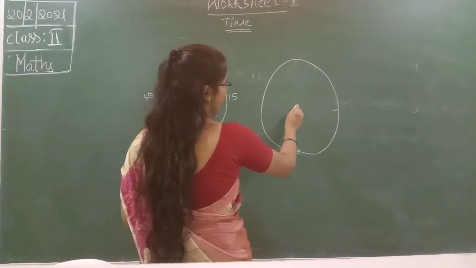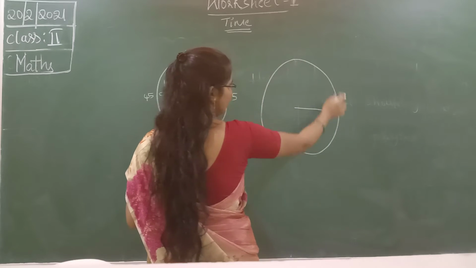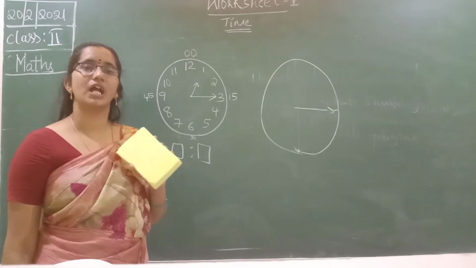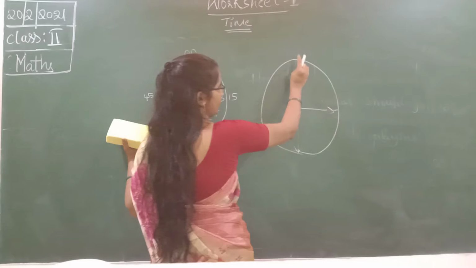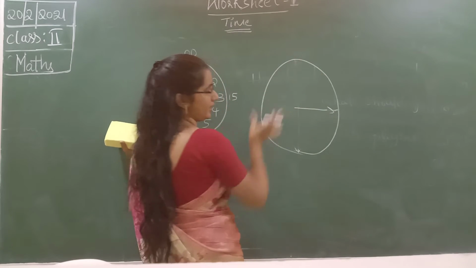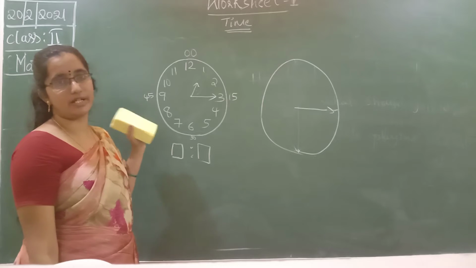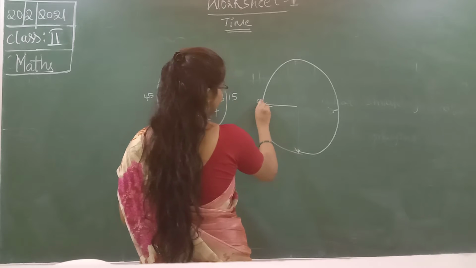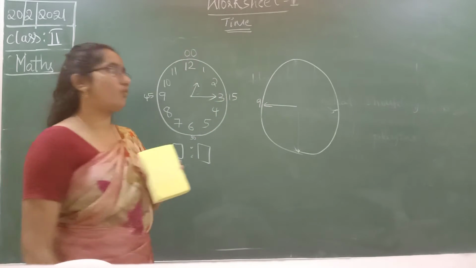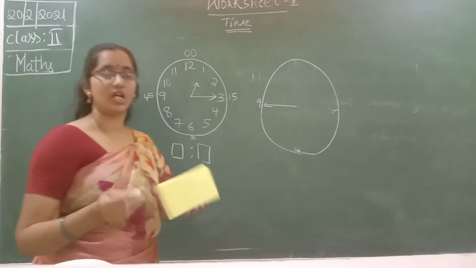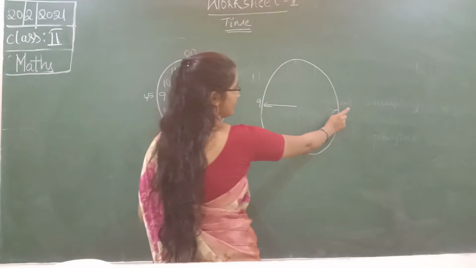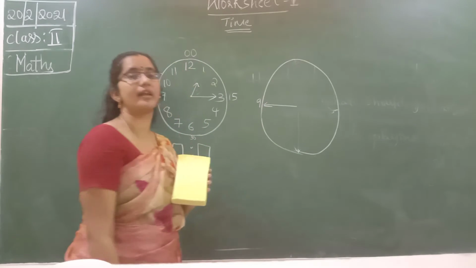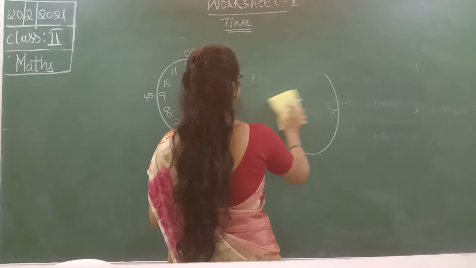If the minute hand travels from 12 to 3, then we call it quarter past. This is the quarter, the 1/4 part. This quarter part, they call it quarter past. Suppose the minute hand is at 9. What do we call it? Quarter to the next hour. Here quarter past, here half past, and here at 9 we call it quarter to.